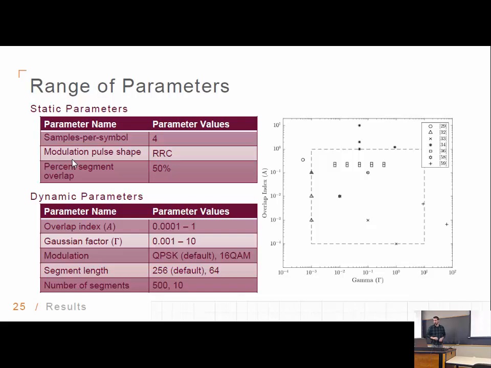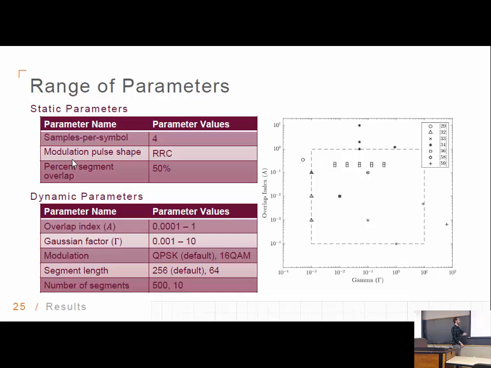Okay, we'll go. So, some parameters I'm using for my simulations. These ones are static, the top ones: the samples per symbol, the pulse shape, root raised cosine, and the overlap. You know how I said I have that picture of multiple segments that overlap by a certain percentage, and 50% is really common. I'm not looking into how those change the results.